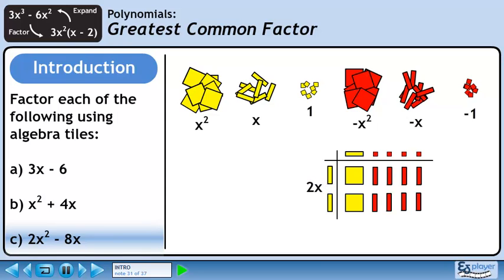The left column means 2x. The top row means x minus 4. The factored form of 2x squared minus 8x is 2x times x minus 4.